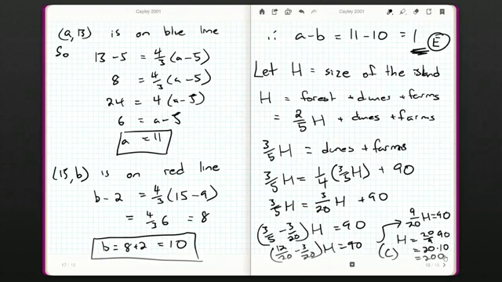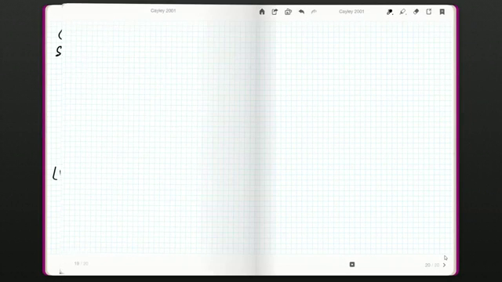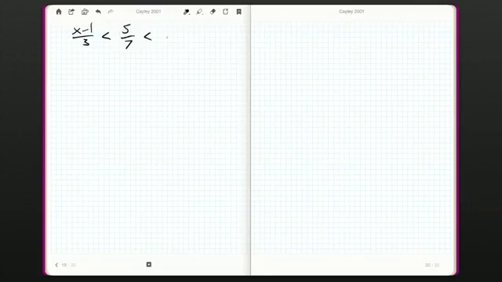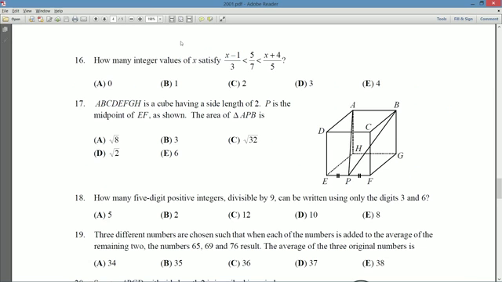So we'll grab our pen and a fresh sheet of paper. We want (x minus 1) over 3 less than 5/7 less than, I think it was, (x plus 4) over 5. Before we go any further, let's make sure we have it right so we can manipulate it properly. (x minus 1) over 3 and (x plus 4) over 5. We're looking good.